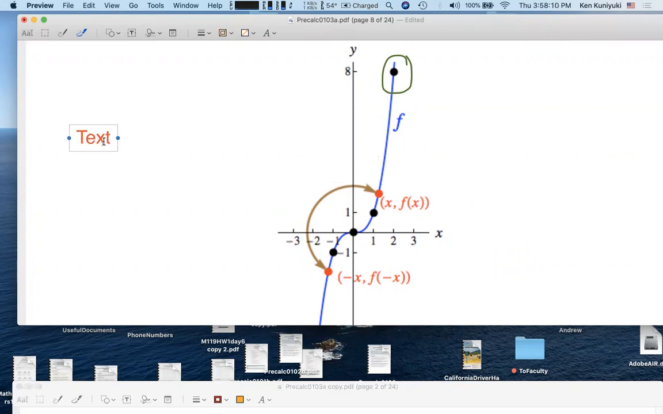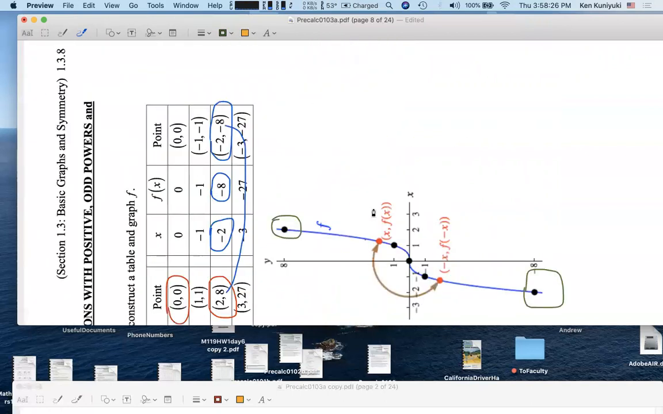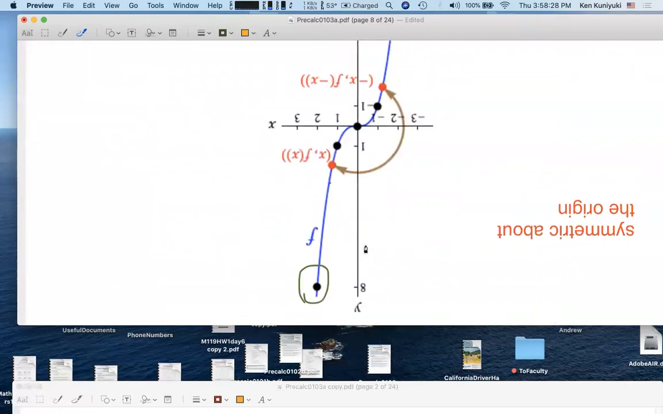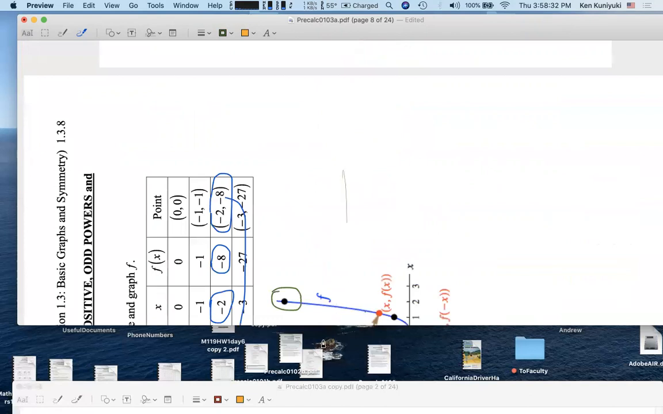What does that mean? The graph is symmetric about the origin. So if I take this graph and I rotate it 180 degrees about the origin, I get the same graph. I could almost do this, right? It's like I could almost do something like that, right? Okay.